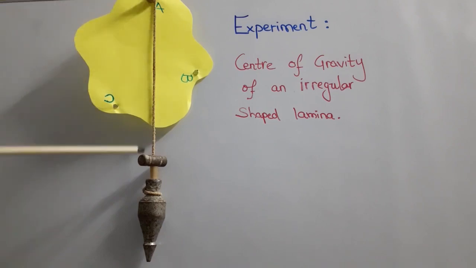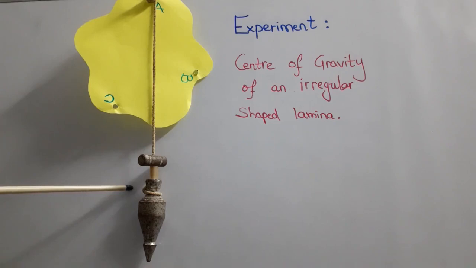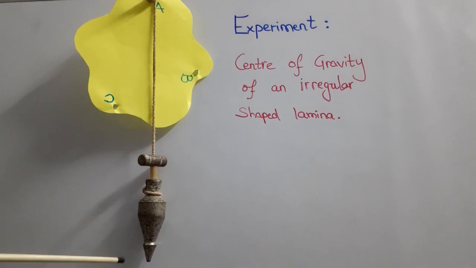Along with this lamina, I have suspended a plumb line. What is a plumb line? A plumb line is used by masons on a construction site for building a wall. They use this for checking whether the wall is exactly vertical or not, as the pointer of this plumb line points exactly towards the center of earth, right?